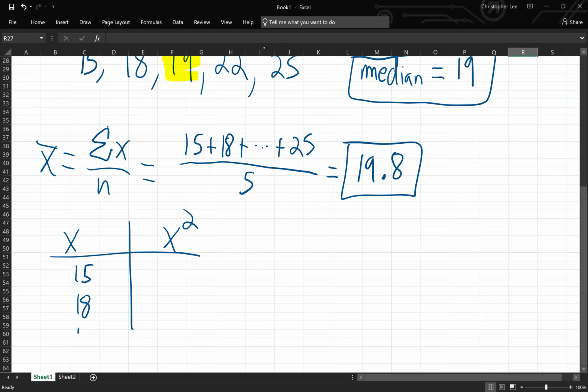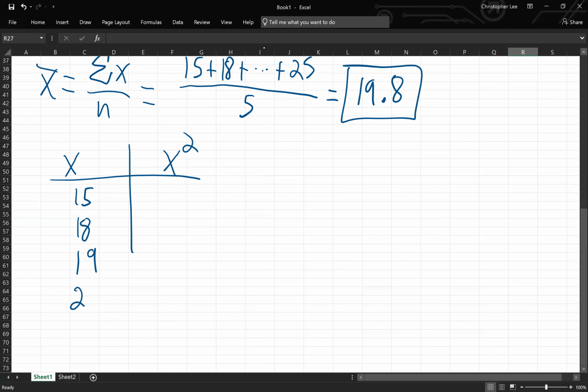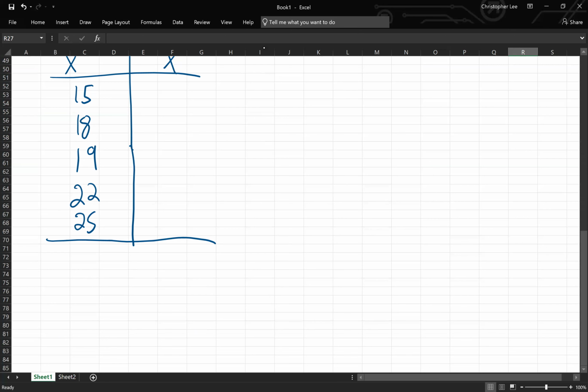18, 19, 22, 25. And then what are we going to do down here? You're going to add up all these numbers for me. That's called the sum of x. And next to it, you're going to square them and then add them up. So what is it? This is 99? Okay. I'm taking y'all's word for it. I'm not even checking this, so y'all better be right. It's 99? All right.